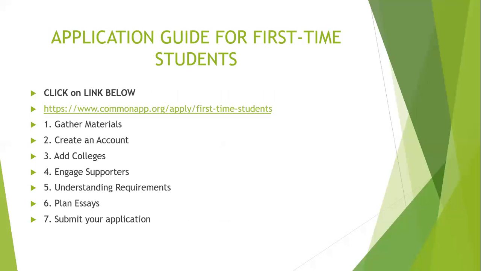All right, this pretty much sums up everything from my presentation, but I'll give you a rundown on everything we discussed today. In order to use Common App, you can click the link below, commonapp.org/apply/first-time students. Please be sure to gather all the materials you'll need, like your transcript, your GPA, and your parent or guardian's information. Create an account, add the different colleges you want to apply to, engage with their supporters, understand the requirements each college is asking for, plan ahead for your essays, and then you're all set to submit your application.